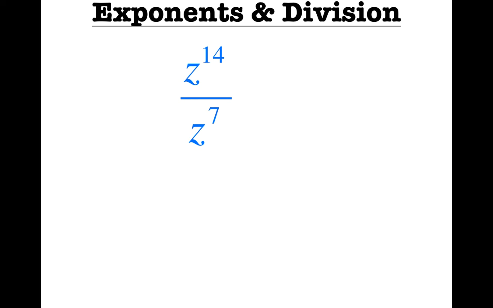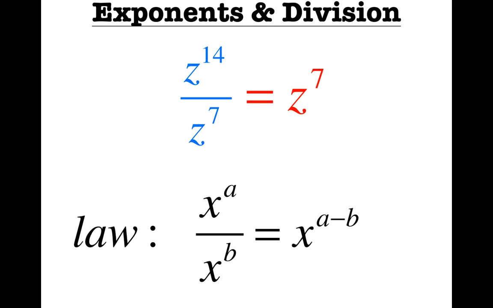So z to the 14th over z to the 7th should be z to the, what's 14 minus 7? Z to the 7th, because 14 minus 7 is 7, and that's the law. Okay? What if you have a to the 30th over z to the 12th? Do we do 30 minus 12 in this situation? No. Because a's and z's don't mix. So in this situation, there's nothing you can do to simplify it. You just leave it the way it is.